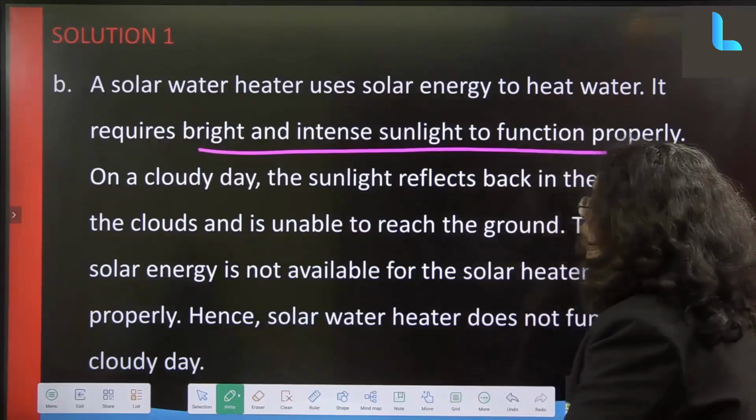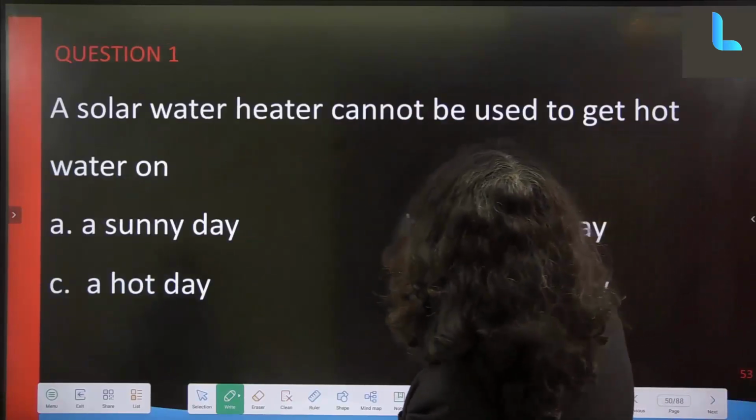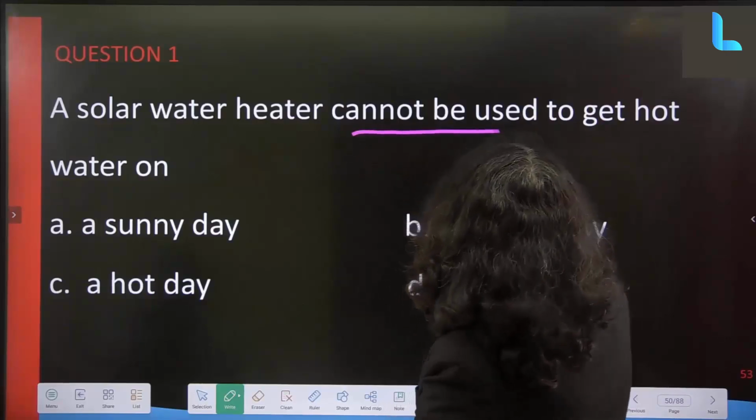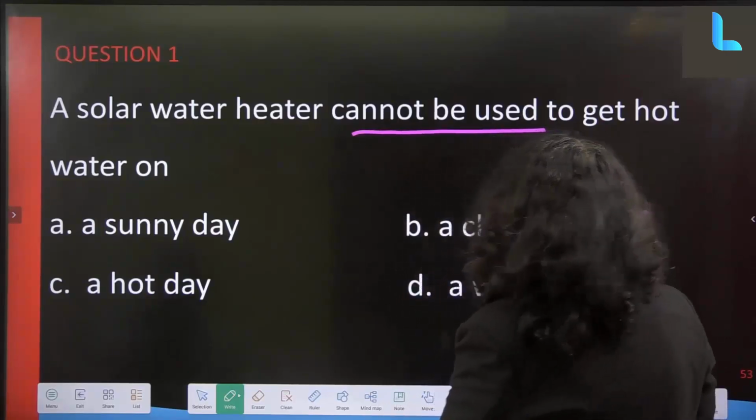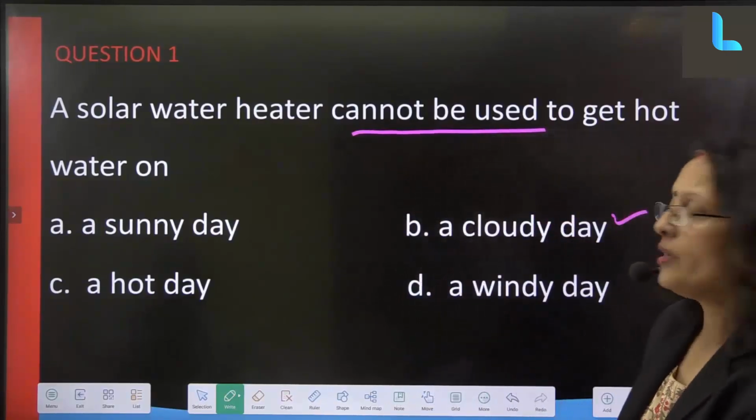So option B: a solar water heater cannot be used only on a cloudy day. Why? Because light reflects back.